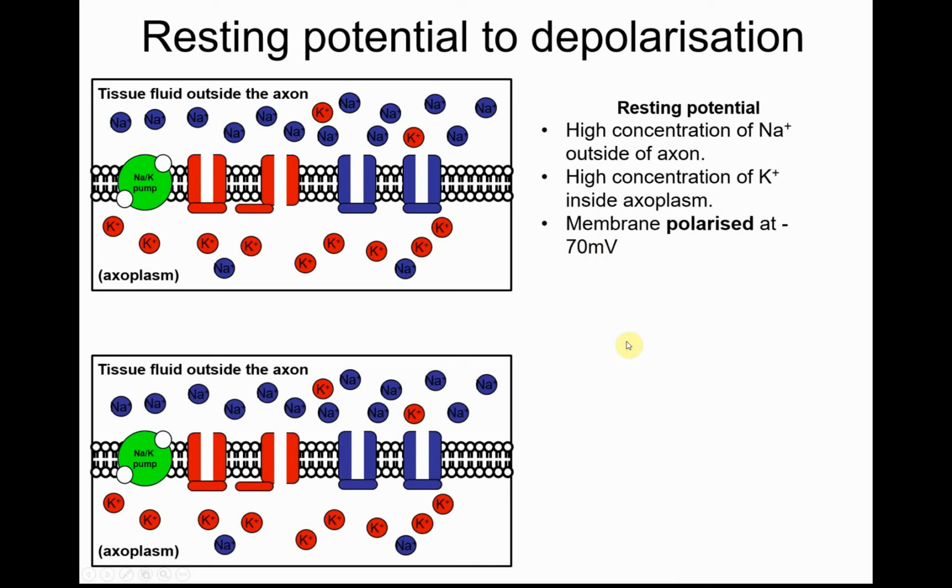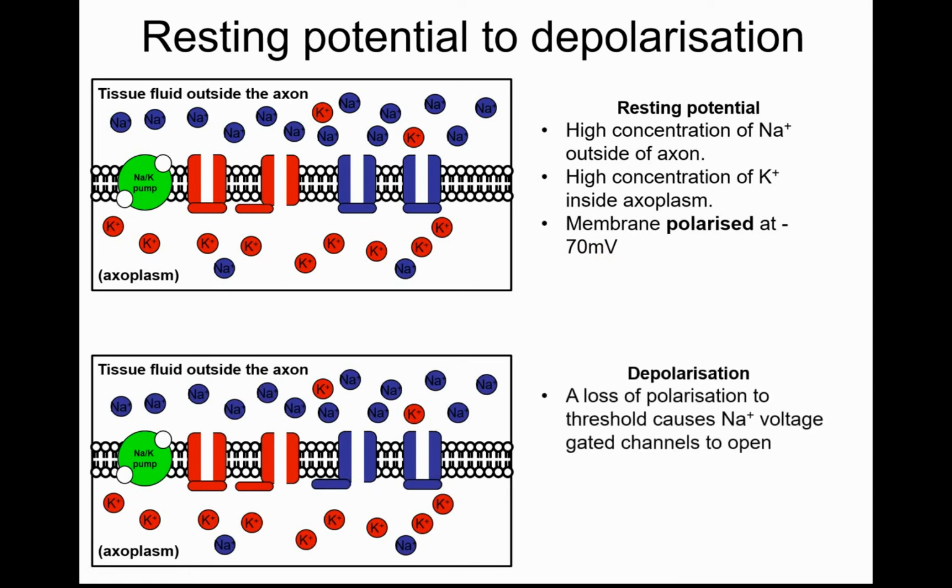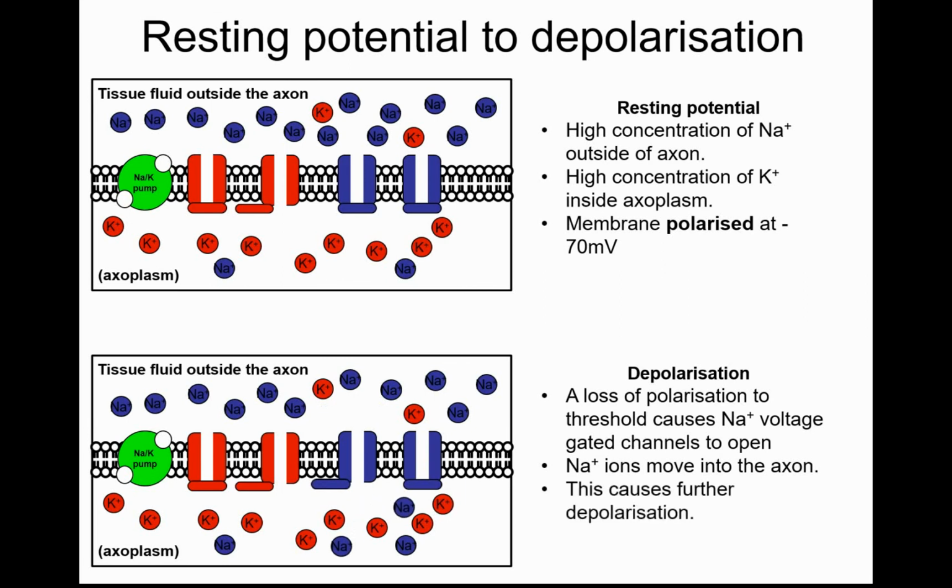So depolarization occurs. A loss of polarization to something called threshold causes the sodium voltage gated channel to change shape and open. So you can see here, I'll just reclose it. And that means some sodium ions will start to move in down their electrochemical gradient, which will depolarize the membrane further. So this thing of threshold is really important, and it was actually that line E on the previous graph.